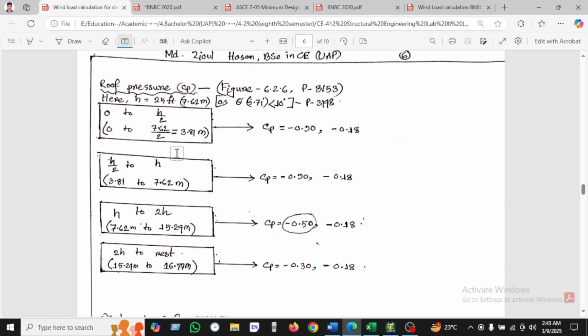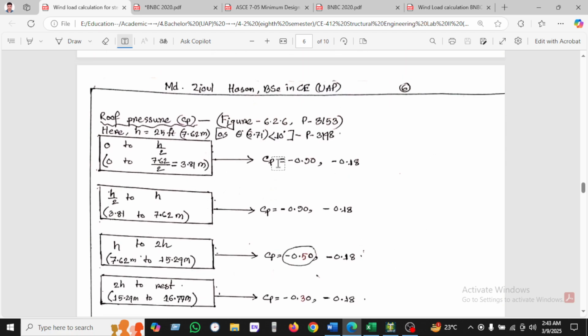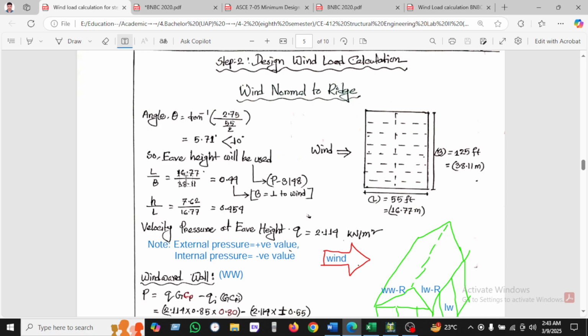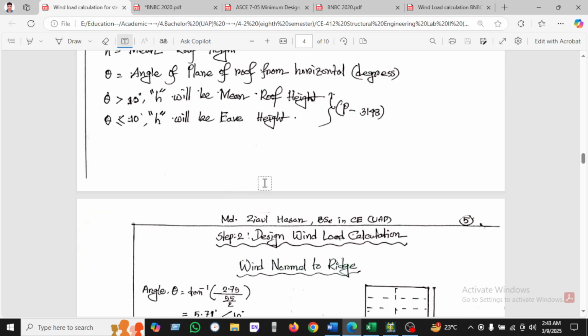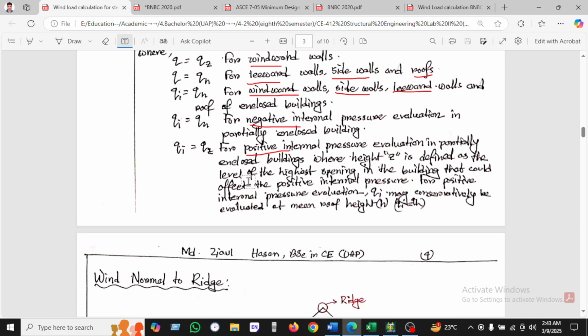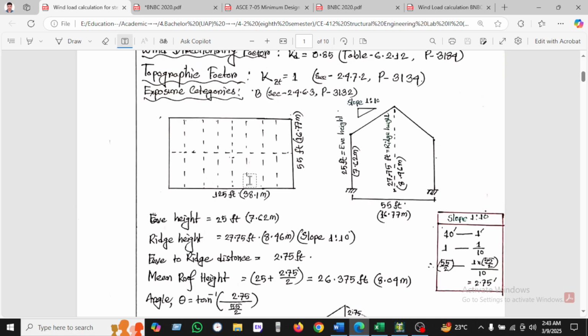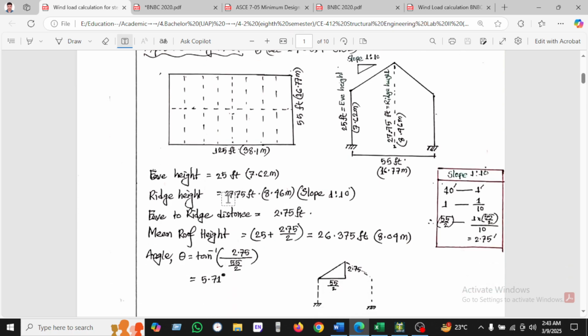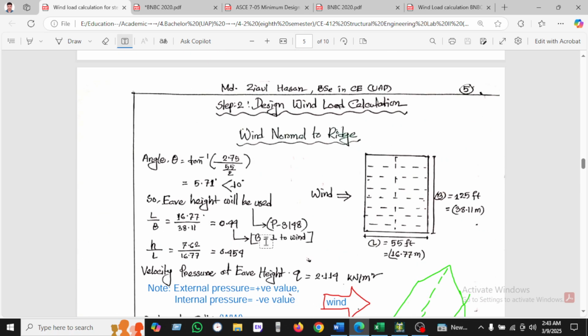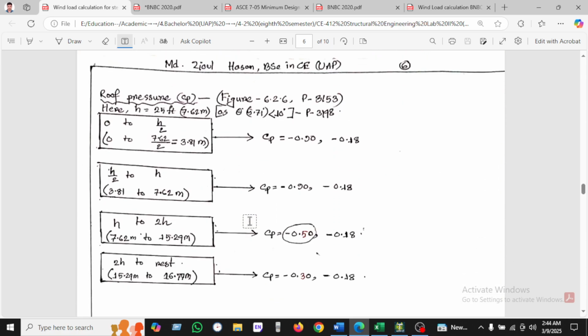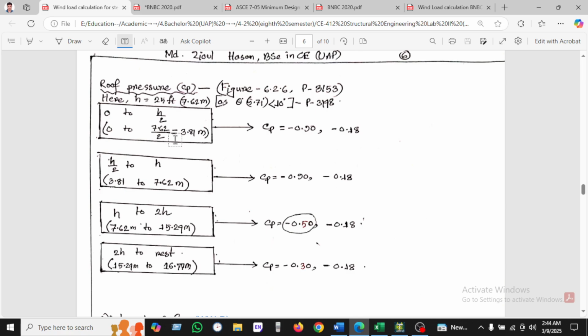So our h was 7.62. We have already shown it here; this is the eave height, 7.62 meter. After finding 7.62 divided by 2, which is 3.81, we have to use Cp 0.90.